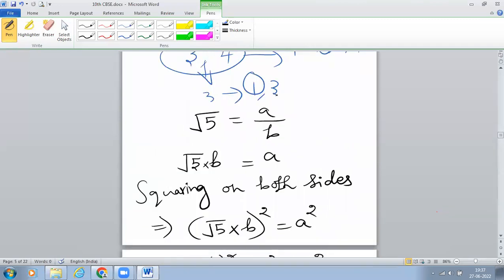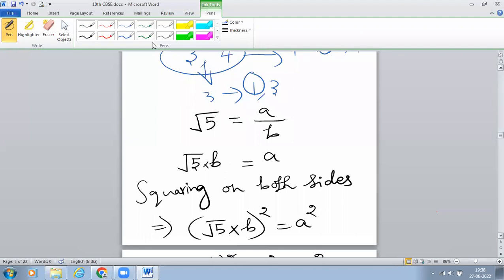Listen, ma'am. Why are we writing root 5 is equal to a by b? Are you able to understand first? Yes. Because we are assuming this root 5 as rational. A rational number will be in the form of numerator by denominator. Yes or no? Yes, sir. That is why I am writing this root 5 as a by b, but I am considering a and b are co-prime integers. Co-prime integers means for a and b there is no common factor except 1. That is the meaning of co-prime integers. That you understood, right? Yes, sir.